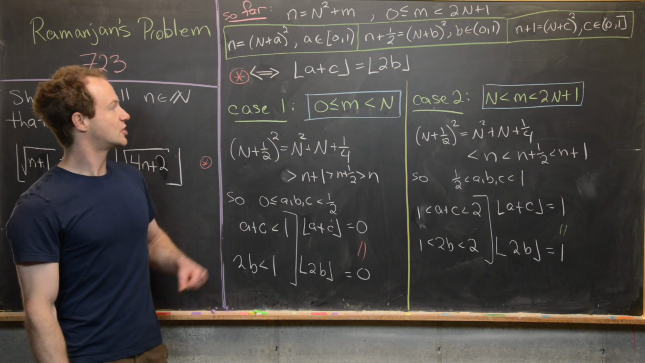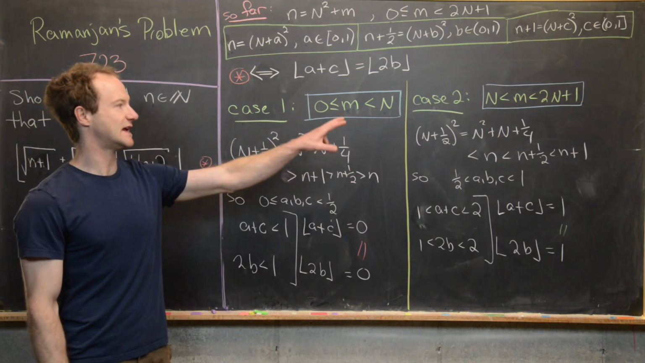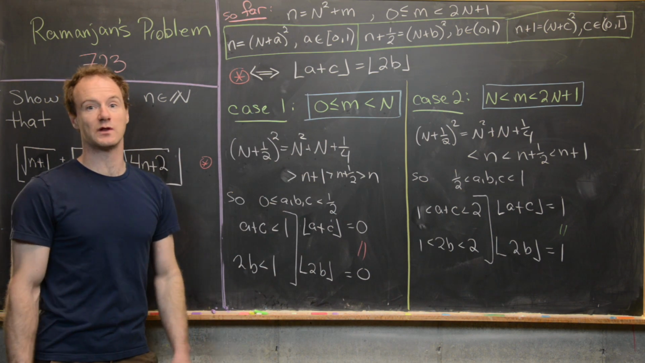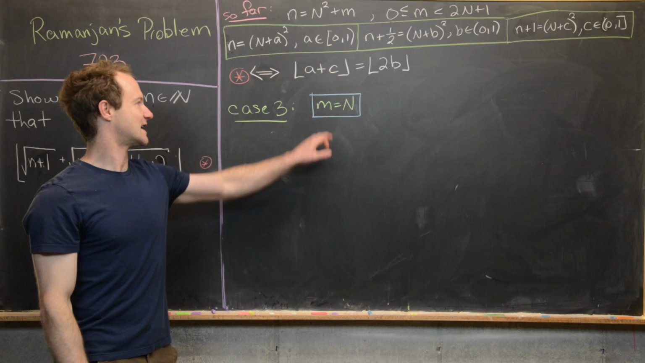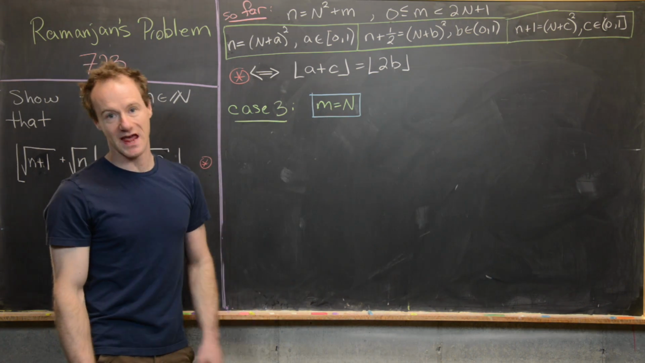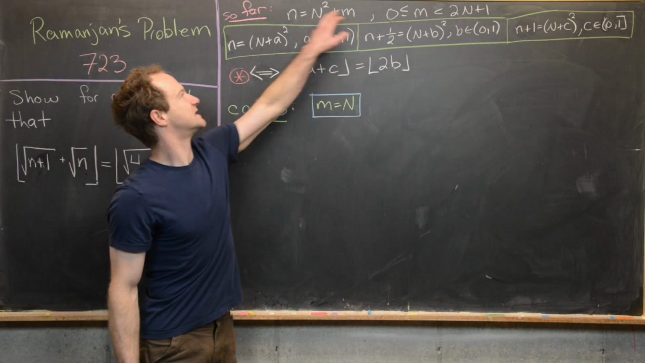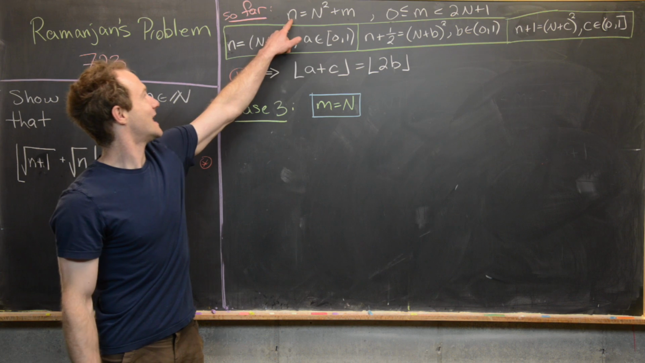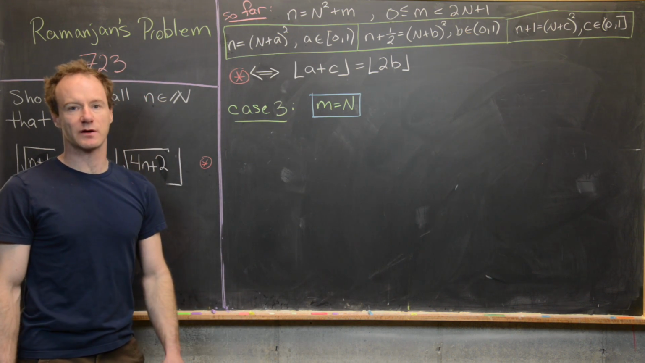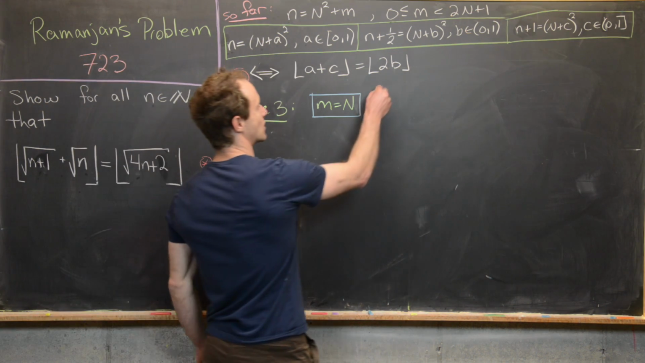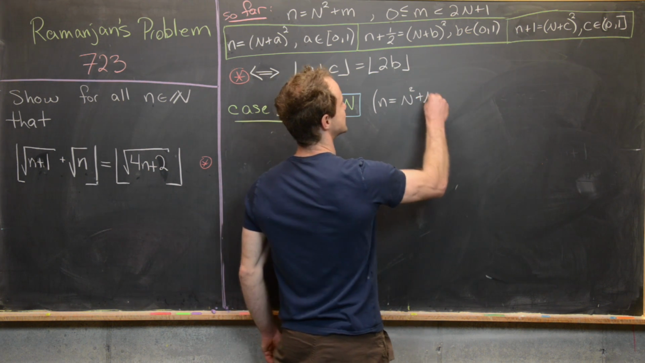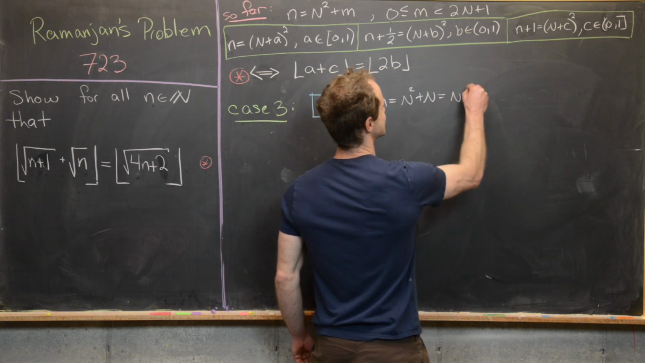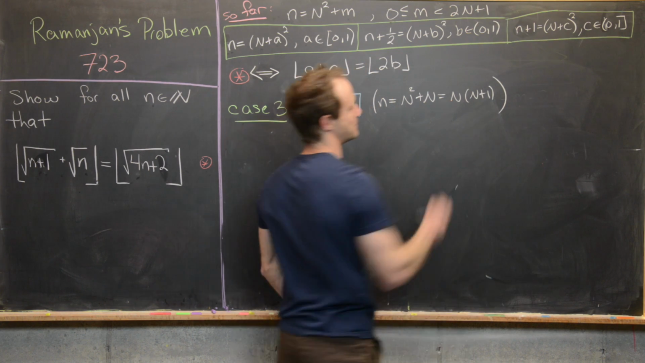Okay, so good. We've taken care of case 1 and case 2. I'll clean this up and then we'll look at case 3. So now we're ready to look at our third and last case, and that's when little m equals n. And recall that little m was defined by this up here. We have n equals capital N squared plus m. So in other words, in this case, we have n equals capital N squared plus n. But notice that's the same thing as n times n plus 1.